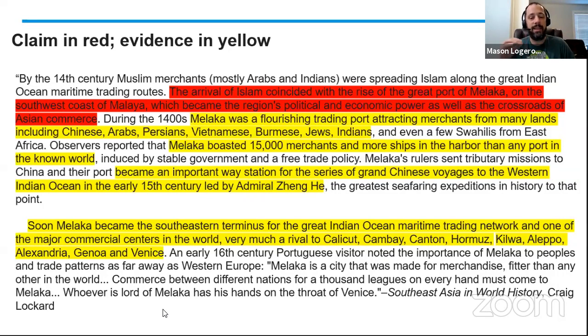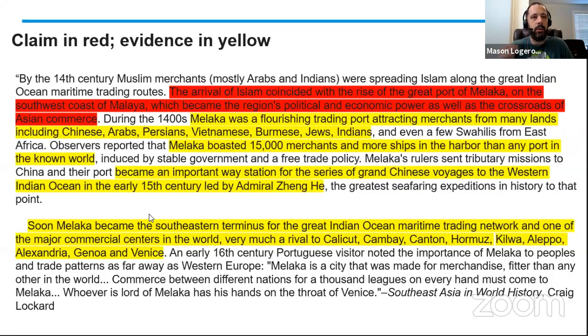And look at all the evidence that he gives to support it. He talks about all the different groups that showed up there from different regions of the world. He talks about the fact there's 15,000 merchants working in the area. He talks about how the Chinese were using this as a way station for their major explorations in the 15th century. And then how it was a rival to all the other major trading cities in this area and other parts of the world. Notice a lot of very good specific evidence that shows how important this trading city was.